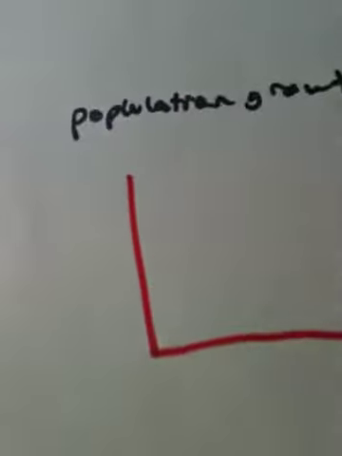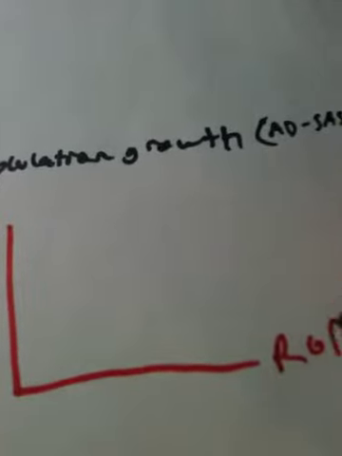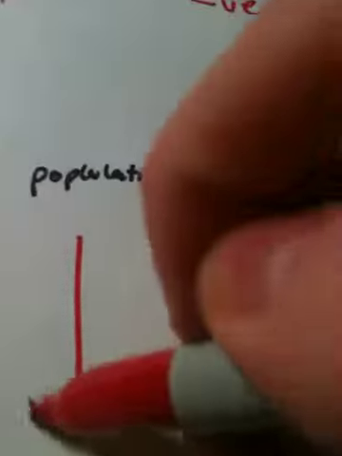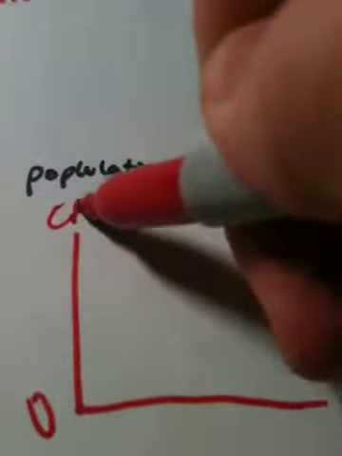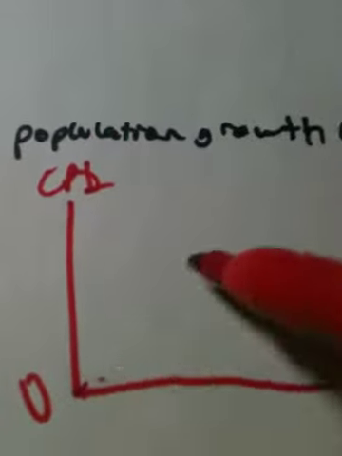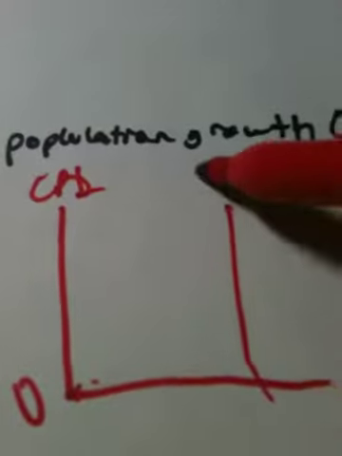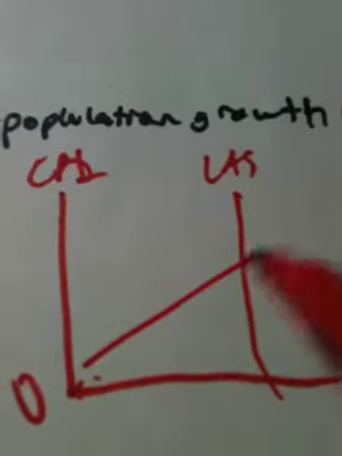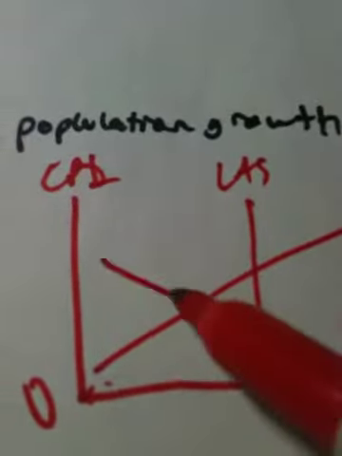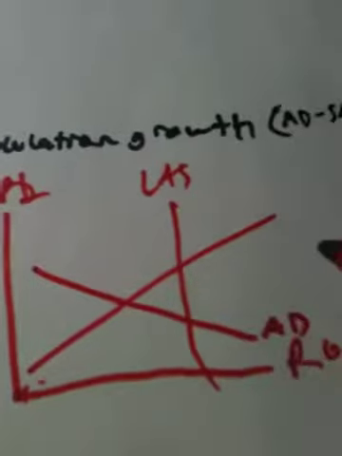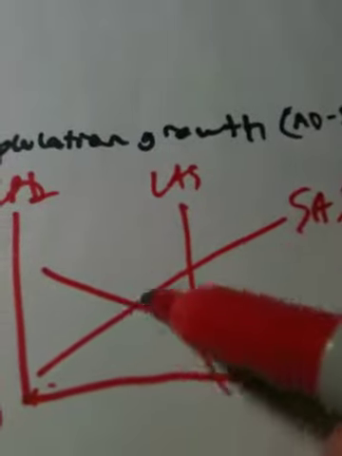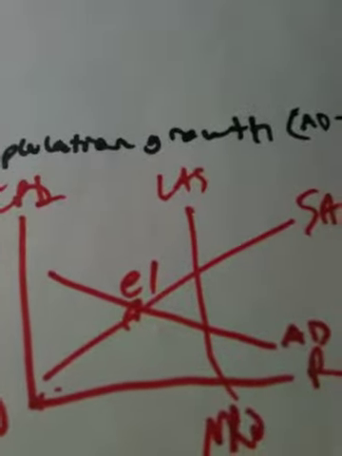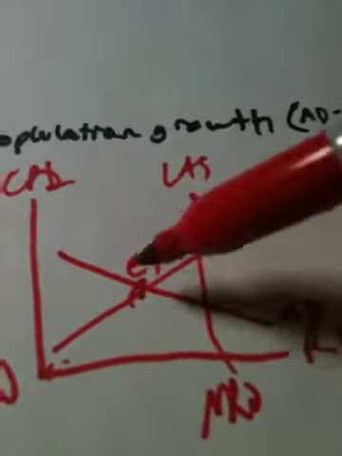So here we have population growth. We're going to use real GDP, 0, CPI. We'll make them in a recession. So AD, SAS, E1, and an arrow. Natural rate of output. So we're below the natural rate of output.